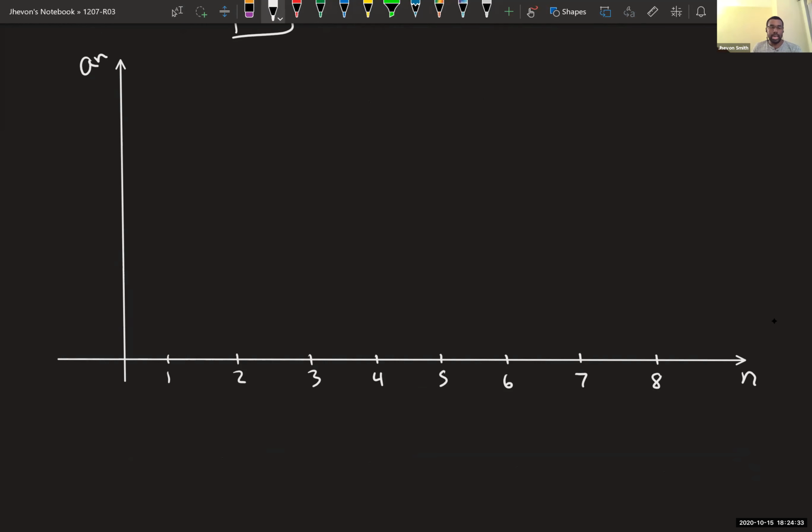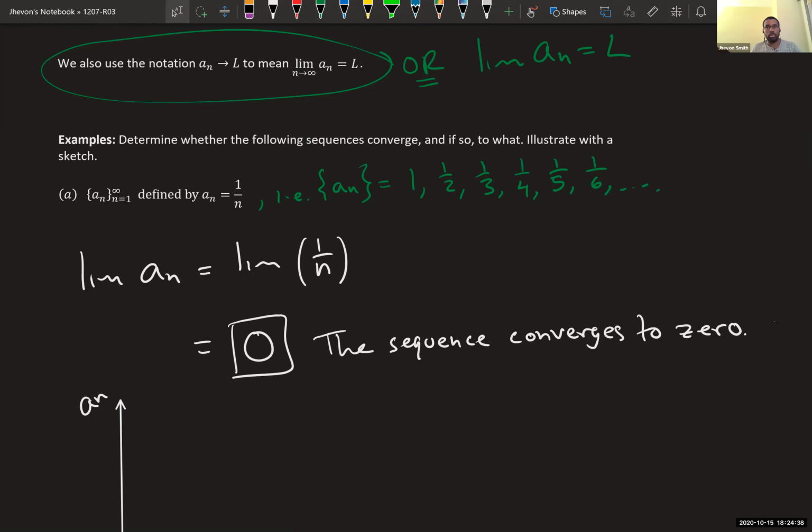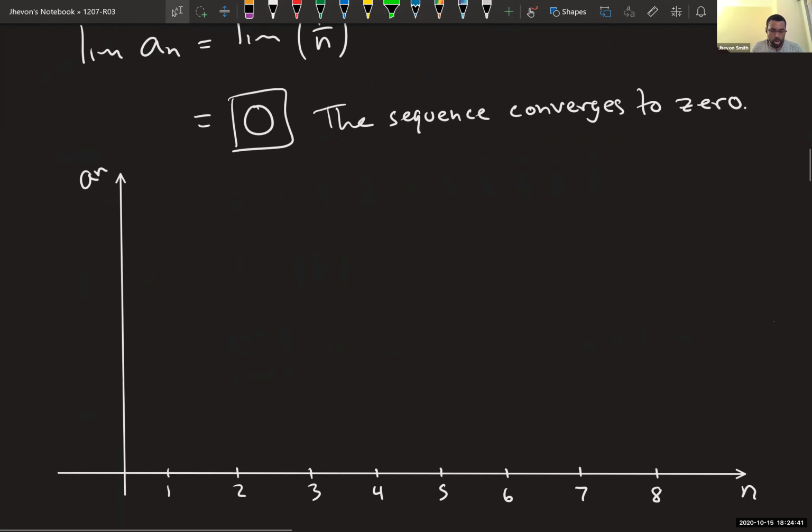Now at 1, what is the output? Well, a_1, as you see in my list, is 1. Then the next output is a half, then a third, then a fourth. So the first one starts, the output is up here. It's at 1. At 2, the output is at a half. At 3, the output is at a third. At 4, the output is at a quarter, and so on, right? These guys, you'll notice that they start getting outputs that are smaller and smaller and smaller, right?